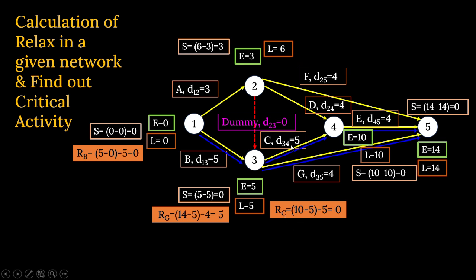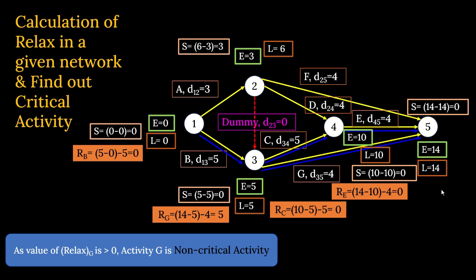Now relax of C. C is this activity. Here the latest finish time is 10, minus the earliest start time, which is 5, minus the duration, that is 5. So relax of C is 0. Now relax of E at this point. Latest finish time is 14. Earliest start time is 10. So 14 minus 10 is 4 days, your time period provided. Duration provided is 4, minus that equals 0. So relax of E is also 0.